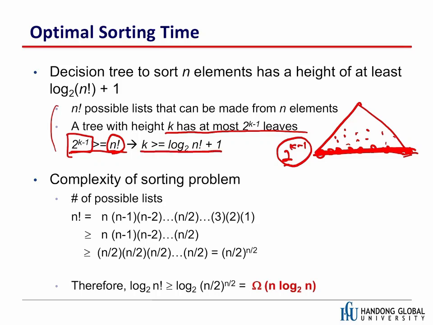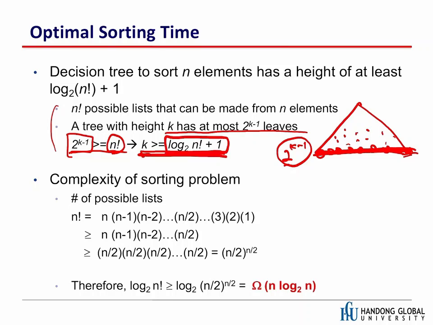Then if we take a log, we can get this one. So k is the height of the tree, and the height is larger than this expression. It means we need this many comparisons to get to the worst case permutations.